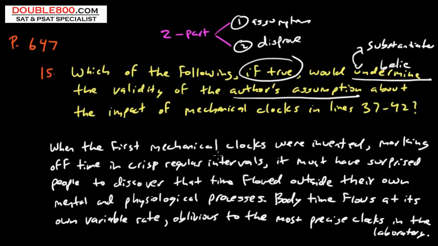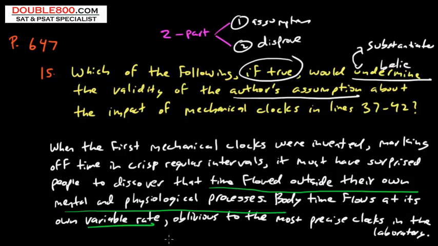When the first mechanical clocks were invented, marking off time in crisp, regular intervals, it must have surprised people to discover that time flowed outside their own mental and physiological processes. Body time flows at its own variable rate, oblivious to the most precise clocks in the laboratory. So the assumption here is that these clocks, when they were first invented, were very crisp and regular, but it surprised people to find out that time actually flowed outside their own mental and physiological processes, and it flowed at its own variable rate, oblivious, so not following the most precise clock.